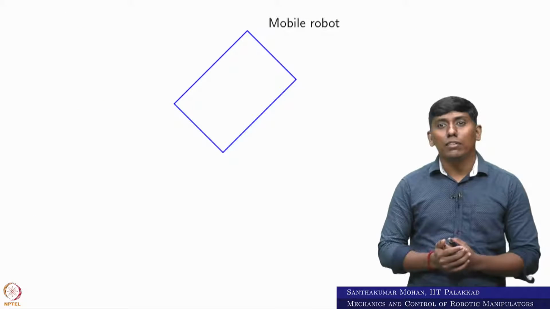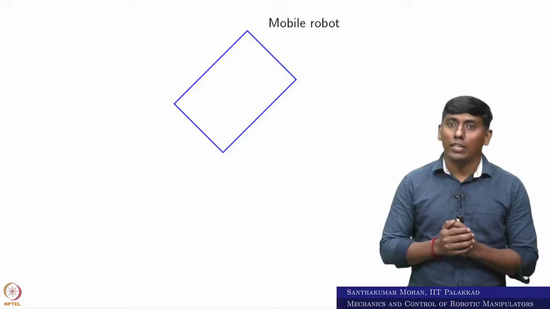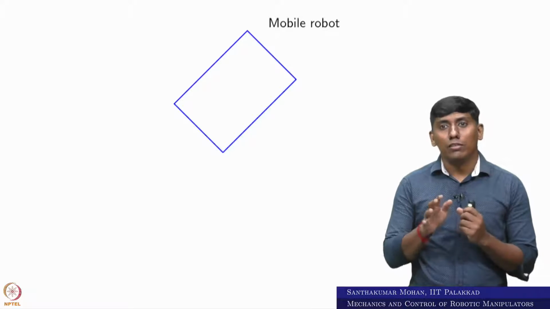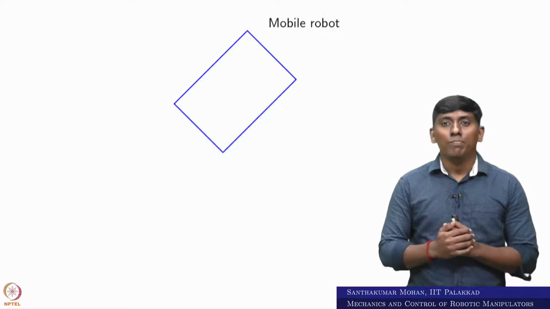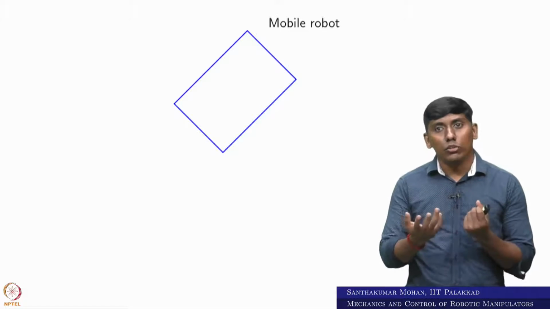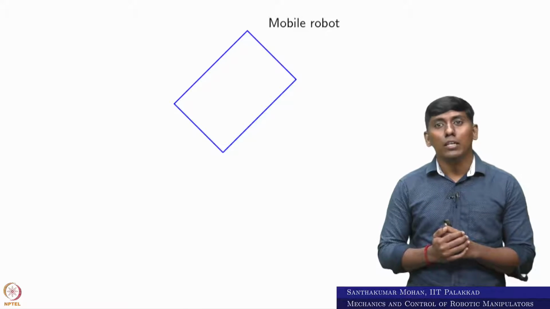If that is the case, the mobile robot I can show as a small rectangular box, because it's land based, so it can be plotted as a small planar object. Even from a mechanics point of view, it is a planar joint. Planar joint means two translations and one rotation are possible.